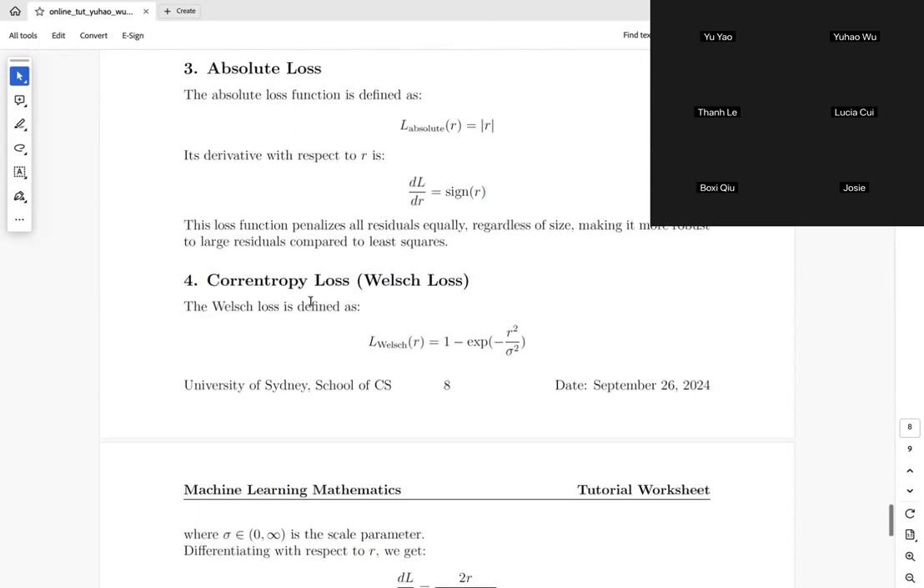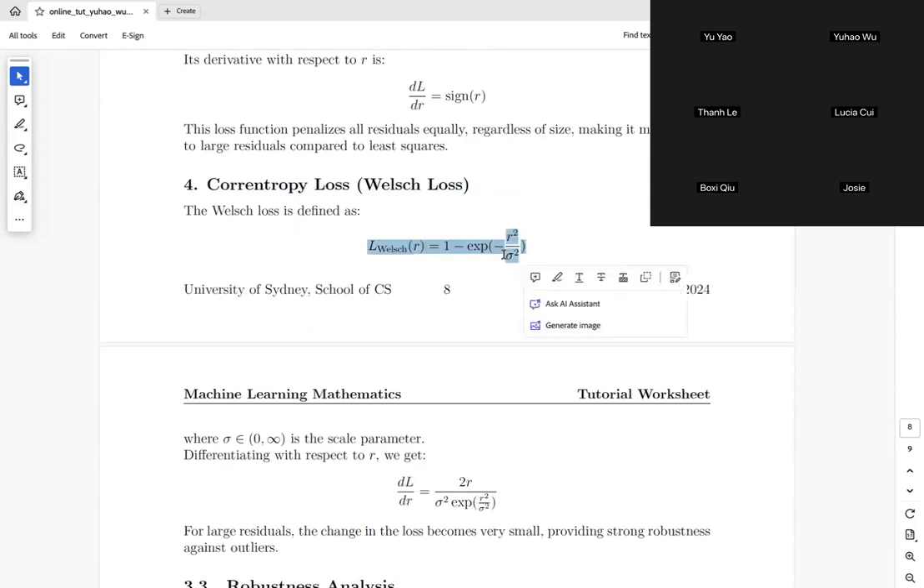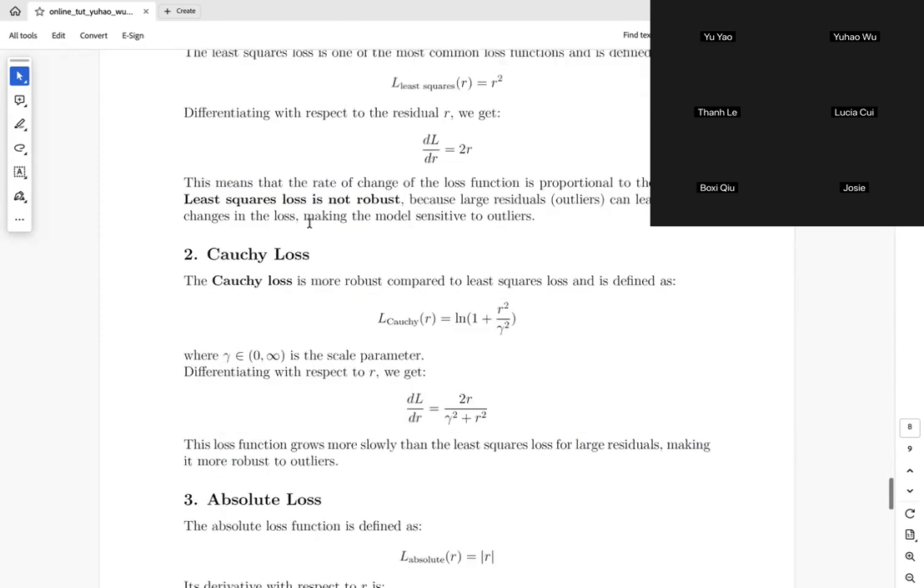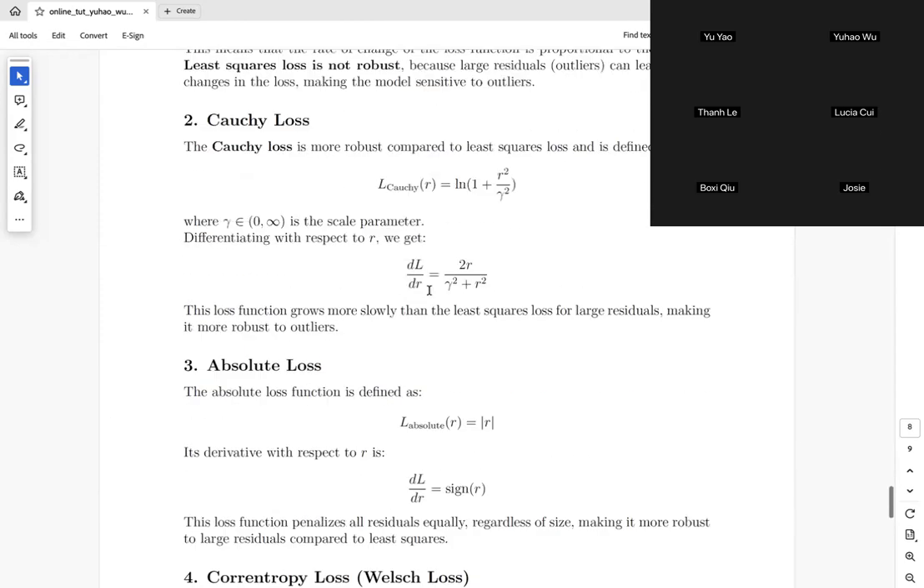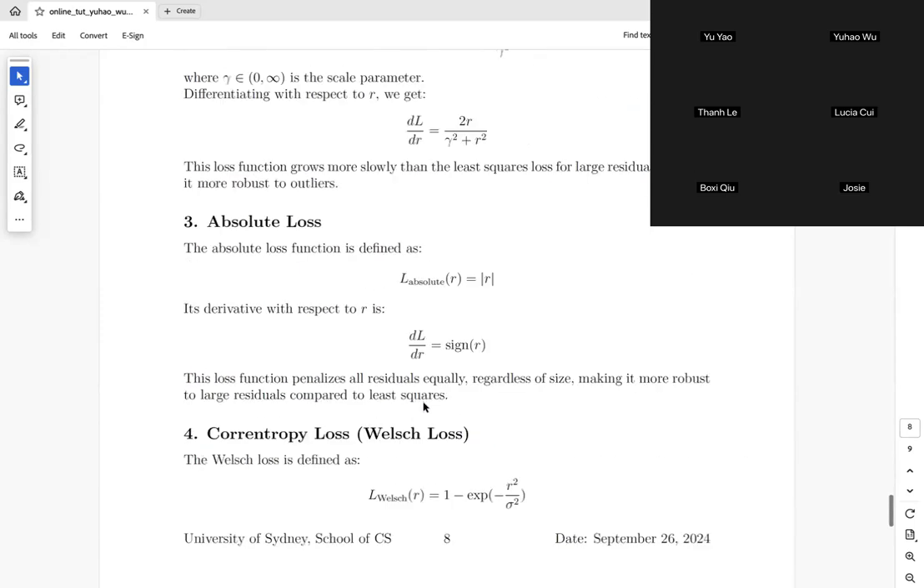Okay, and the next is called entropy loss. This is the entropy loss function, and we also take a derivative. And this alpha is just like a scale parameter. For large residuals, based on this function, the change in the loss is also smaller than the least square loss.